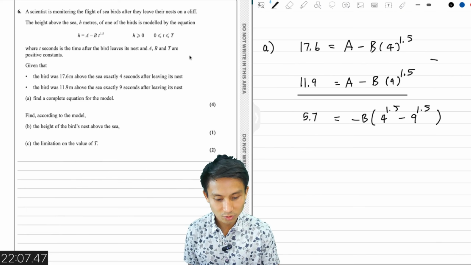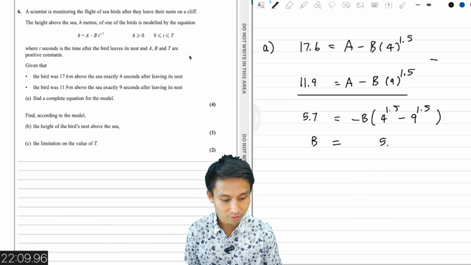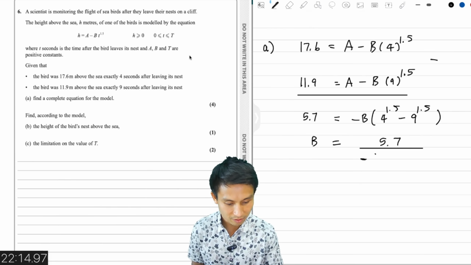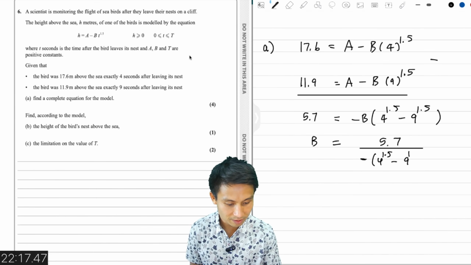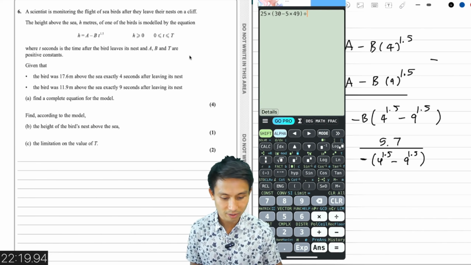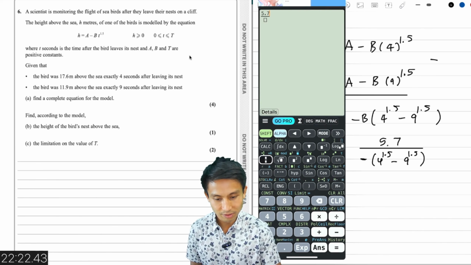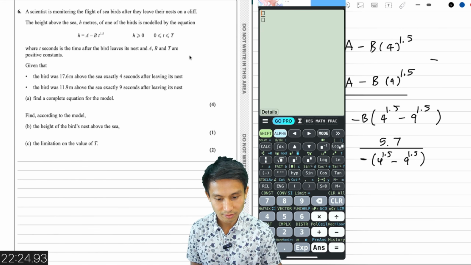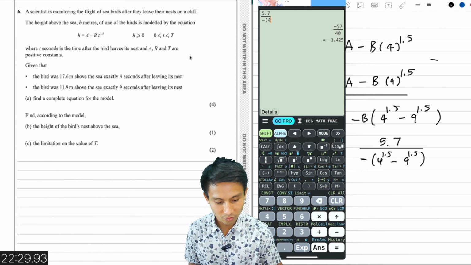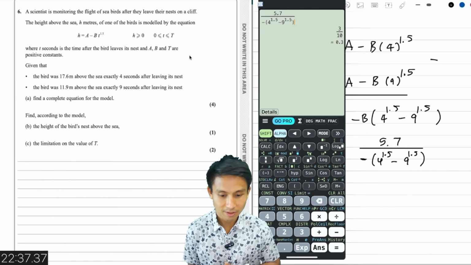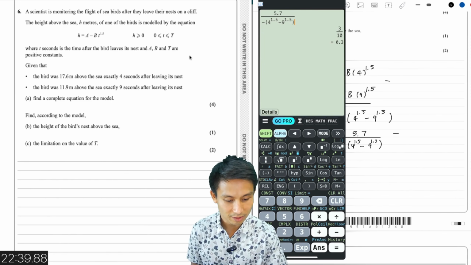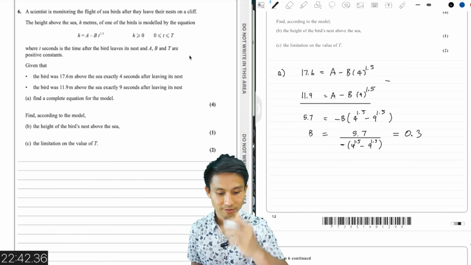Yep. So b would be equal to 5.7 divided by minus, because I'm taking minus as well, 4 to the power of 1.5 minus 9 to the power of 1.5. All right, let's do a calculator here. 5.7 divided by minus, brackets, 4 to the power of 1.5 minus 9 to the power of 1.5, right? Yep. So that's, nice. b is 0.5.